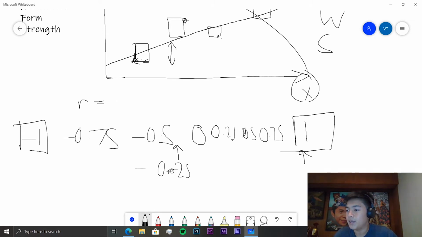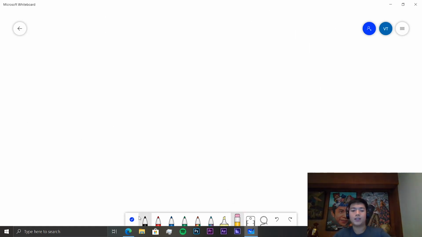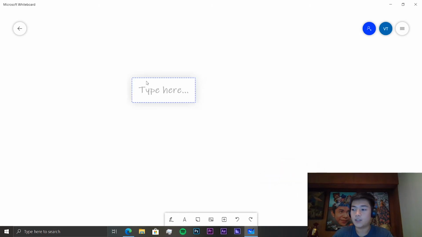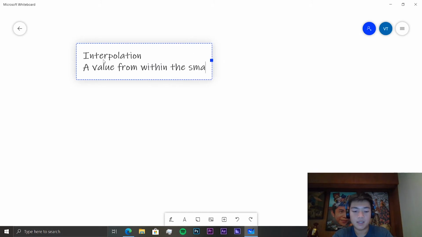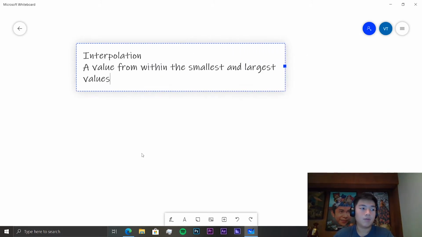Okay, and so finally, we need to talk about interpolation, extrapolation, and correlation fallacies. So the first is interpolation. Interpolation is when we predict a value from within the smallest and largest values. So this is when we're trying to use our regression line to predict a value within the range of the data set we have.